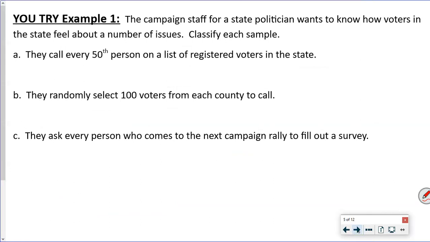The campaign staff for a state politician wants to know how voters in the state feel about a number of issues. So we're going to classify each of these samples. They call every 50th person on a list of registered voters in the state. This will be systematic because it was every 50th person. So this is a systematic sample.